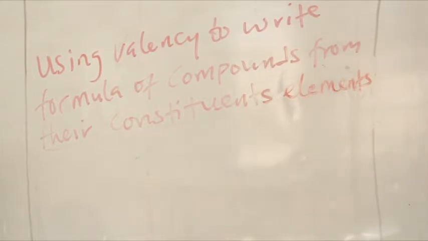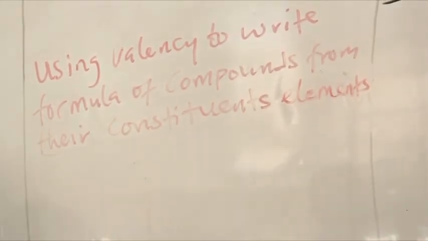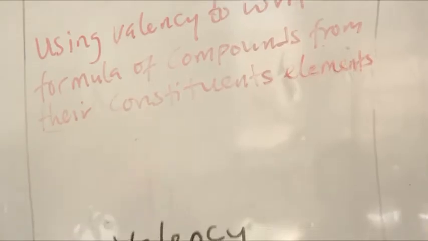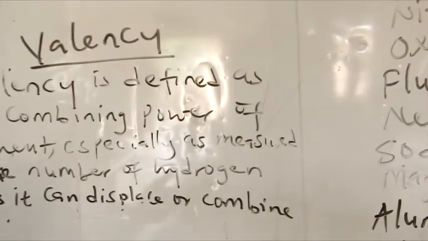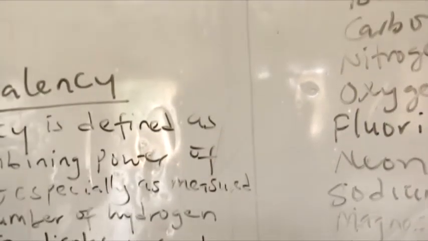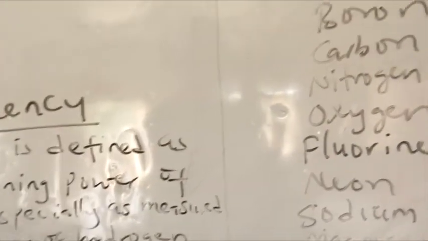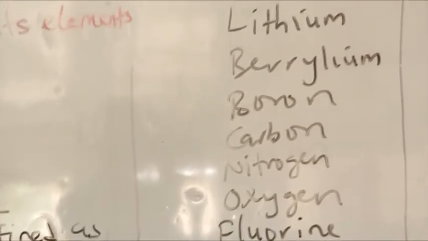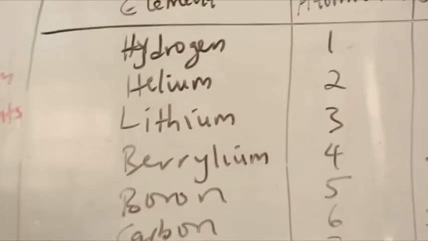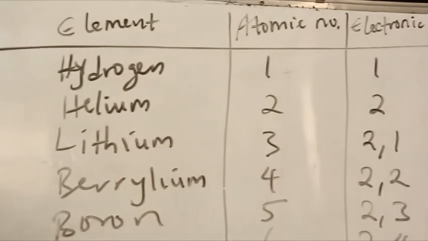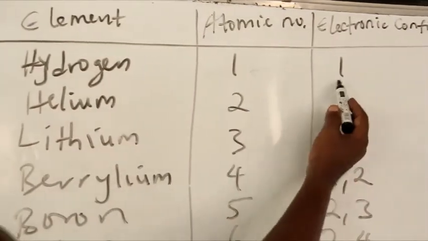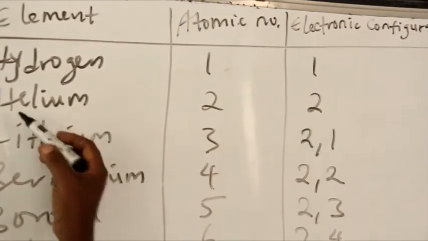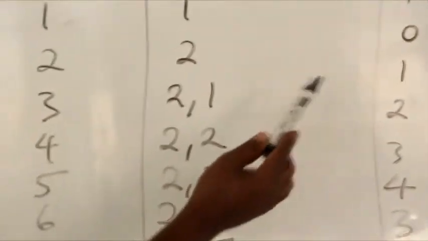To understand the concept of valency, remember the electronic configuration of elements. Using this table will help us to combine each of these elements to form compounds. Now in the table, we look at hydrogen. Hydrogen has atomic number 1, the electronic configuration is just 1, and the valency is 1. Helium has atomic number 2, the electronic configuration is 2, and the valency is 0.